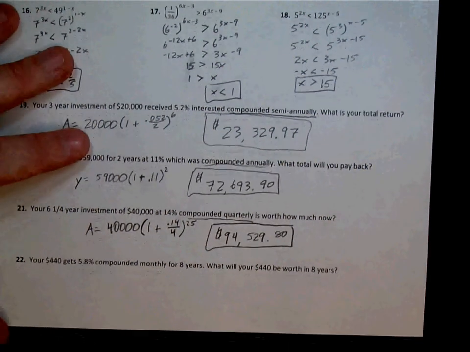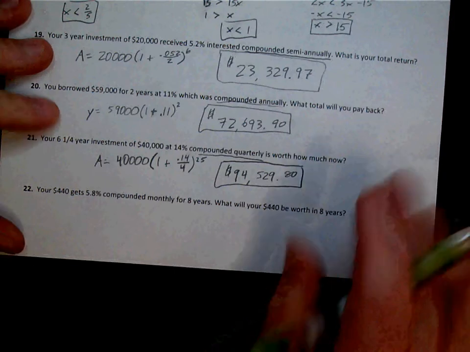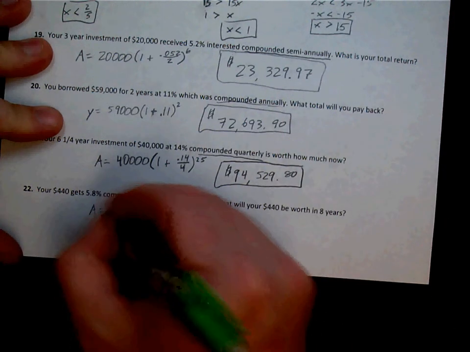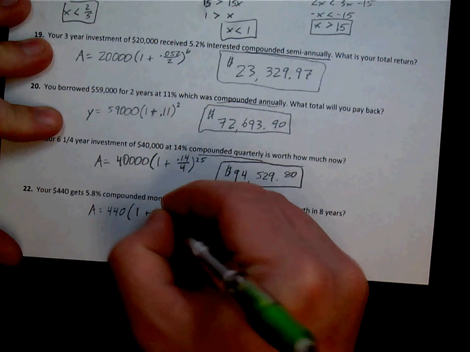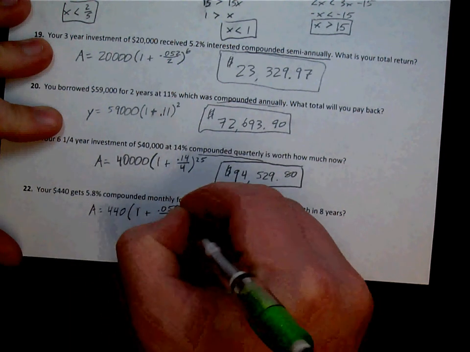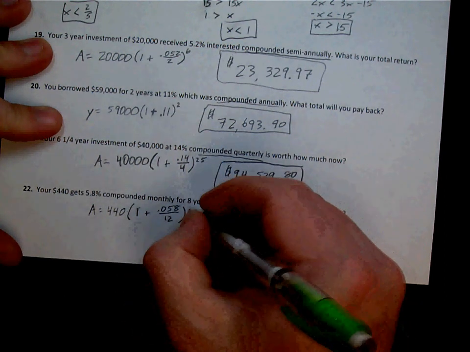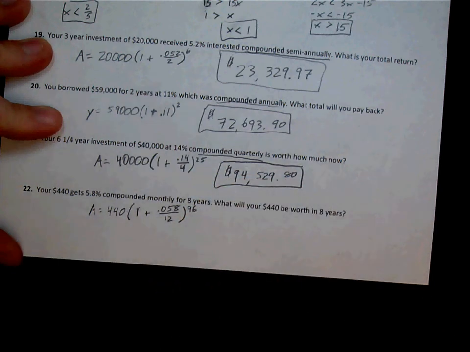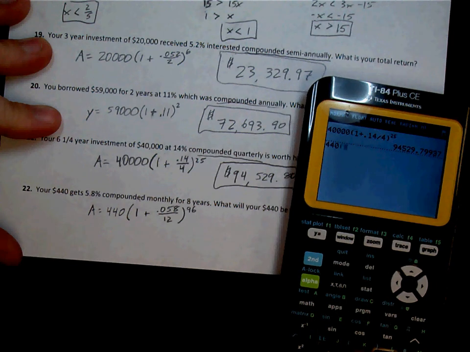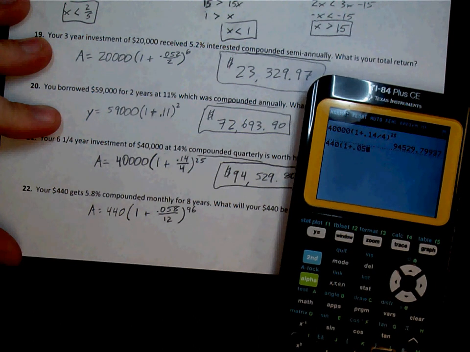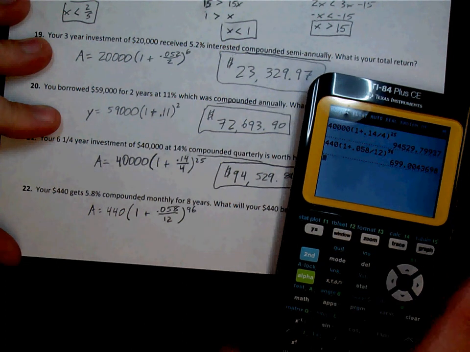Number 22, compounded monthly, we're getting interest 12 times a year. $440. 0.058 monthly. We divide that by 12. We're getting interest 12 times a year for 8 years. That's 96 times. So last one, let's plug it in. 440. 1 plus 0.058 divided by 12 to the power of 96. $699 even.